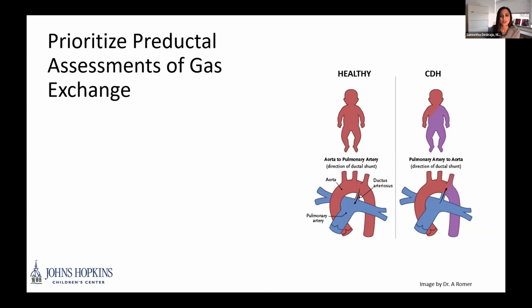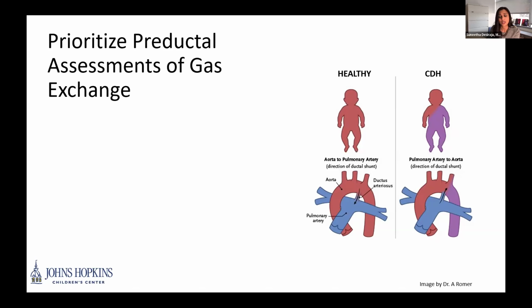On the left, I've shown an image of a healthy infant who would go to the newborn nursery. And on the right, a CDH. Now, their cardiac structures may be the same. They may be structurally identical. However, the child who's healthy and goes to the newborn nursery would have a ductus that shunts left to right, as pulmonary vascular resistance will have dropped enough to welcome that extra blood flow. The CDH, on the other hand, will have high pulmonary vascular resistance.